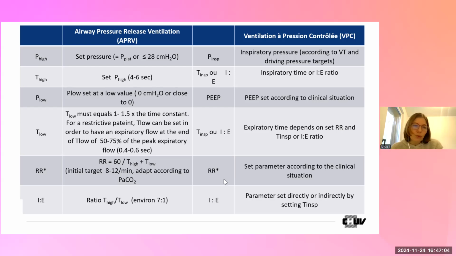One way to do it in a restrictive patient is to look at the decrease in flow during expiration and to target a flow that is decreasing up to 50 or 75 percent of the peak expiratory flow to avoid too much hyperinflation. I personally do not use APRV in severe patients because I'm afraid of not being able to control the amount of air that is trapped in the alveoli, but some other teams use the system this way.